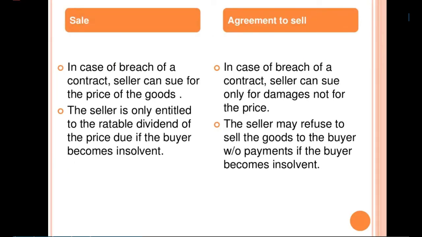In case of a breach of contract in a sale, the seller can sue for the price of the goods. In case of breach of contract in an agreement to sell, the seller can sue only for damages, not for the price. In a sale, the seller is only entitled to a rateable dividend of the price due if the buyer becomes insolvent. In an agreement to sell, the seller may refuse to deliver the goods to the buyer, as per the payment, if the buyer becomes insolvent.